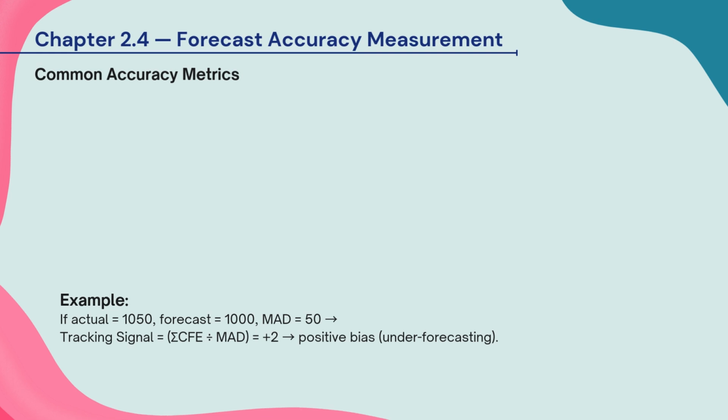MAD shows the average absolute difference between actual and forecasted demand. MAP expresses forecast error as a percentage, making it easy to compare across products. Bias tracking signal highlights consistent over- or under-forecasting, helping refine future forecasts.